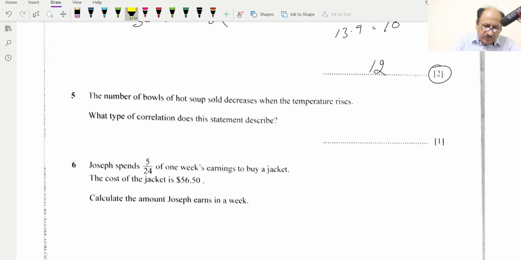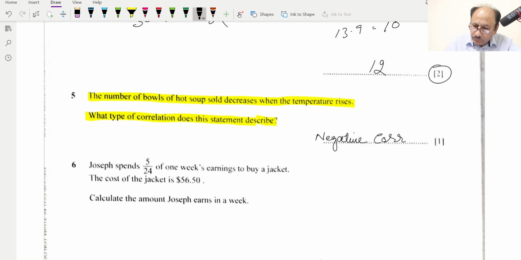Next, question number 5. The number of bowls of hot soup sold decreases when the temperature rises. What type of correlation does this statement describe? This is a negative correlation, so we will write here negative correlation. It is a 1-mark statement, we just have to mention it.